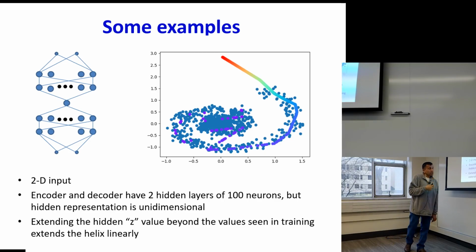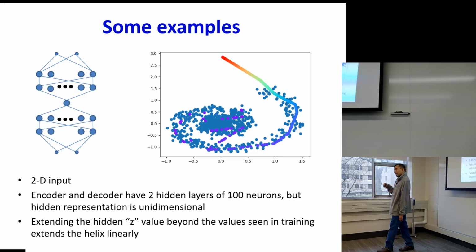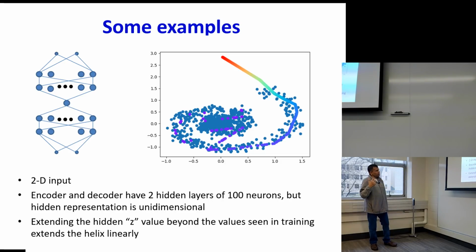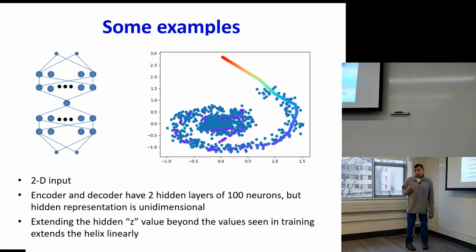These are two-dimensional inputs, and you can see that the data lie on a helix, right? If I try to find an autoencoder which goes down to here, I have two hidden layers of 100 neurons, but the hidden representation is one-dimensional. Then observe what happens: the output, given by the purple and the colored dots, almost captures the helix, right?